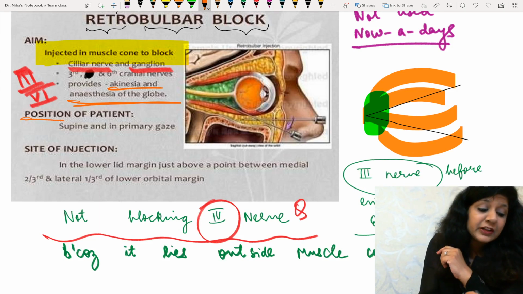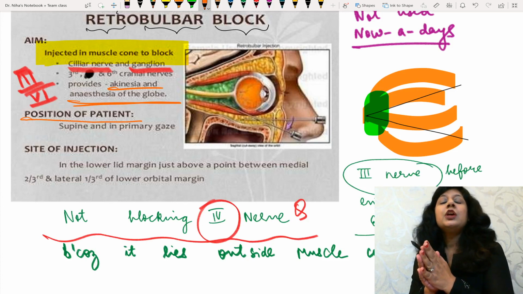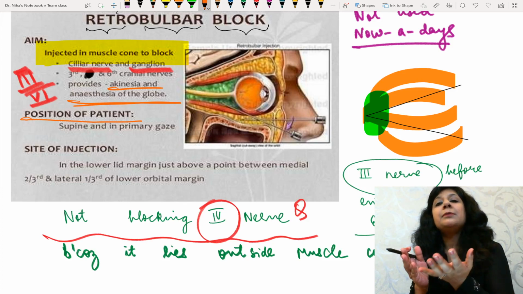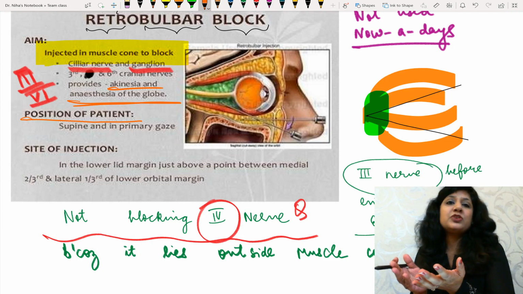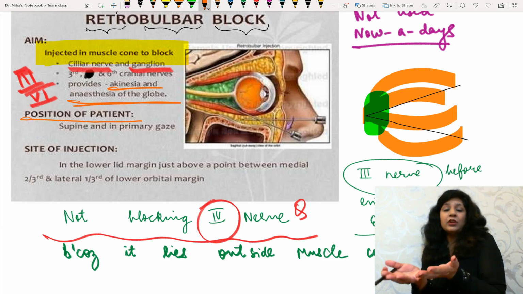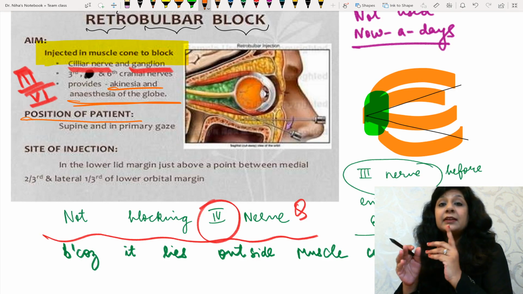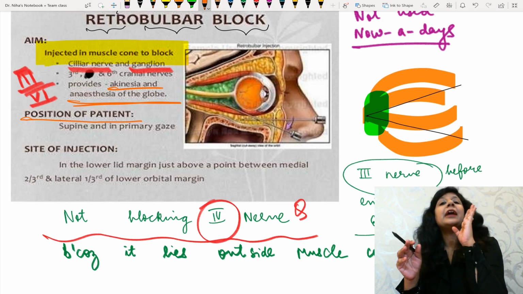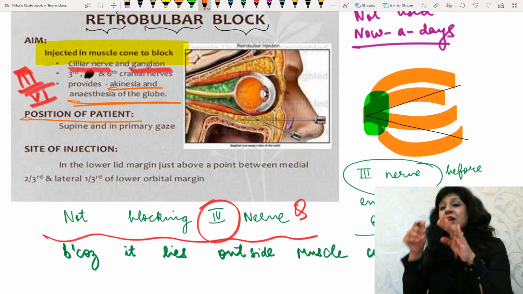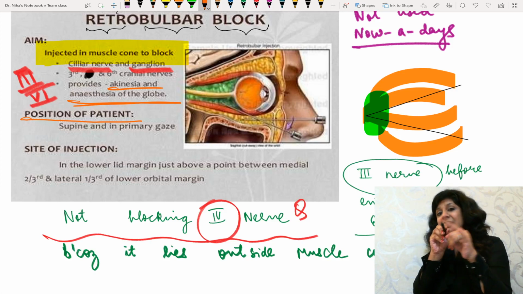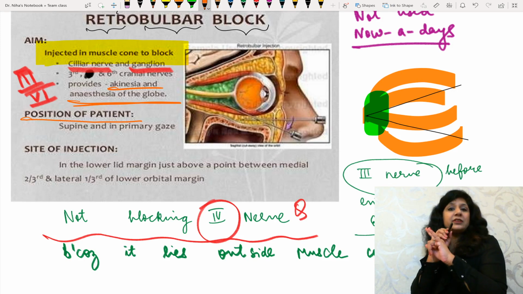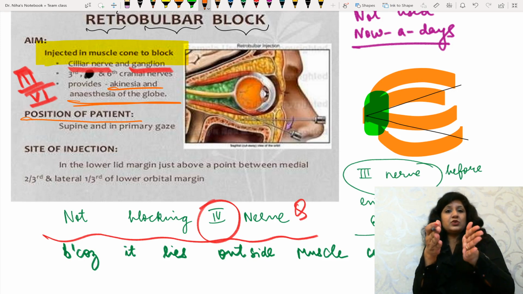Now second important thing, what should be the position of the patient? So when you are going to give the blocks, obviously the position of the patient should be supine. He is ready, all set for getting the surgery, so that is good also. And basically he should be seeing in the primary gaze. That is the most convenient thing. Otherwise we may end up injecting the needle into the cornea or any other structure. So he is just supine on the OT table and looking at the primary gaze.